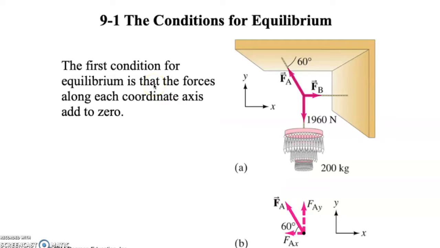So the first condition for equilibrium is that the forces along each coordinate axis add to zero. So all your x's are zero, all your y's are zero. If they're along the axis, obviously they are what they are. But remember, if they're at an angle, then we have to find the x and y components off of that. That will be useful to know, because it will help you look at situations and gather information. So that's the first condition.